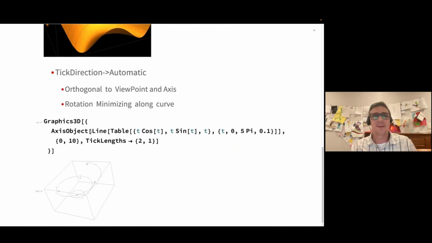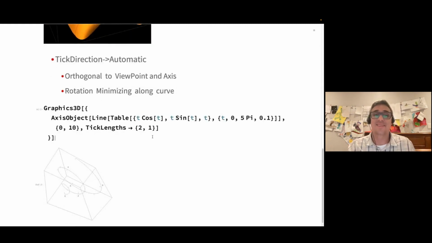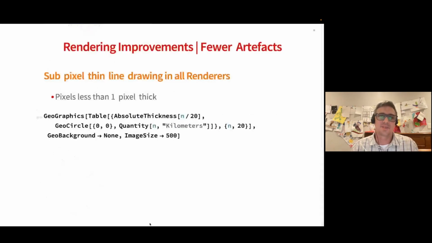Some of the things that we do here is that we also try to reduce, we minimize the rotation between ticks across the curve while trying to keep them orthogonal to the view. And yeah, so AxisObject is still experimental, but should be in 14. We've also done some rendering improvements to reduce artifacts.